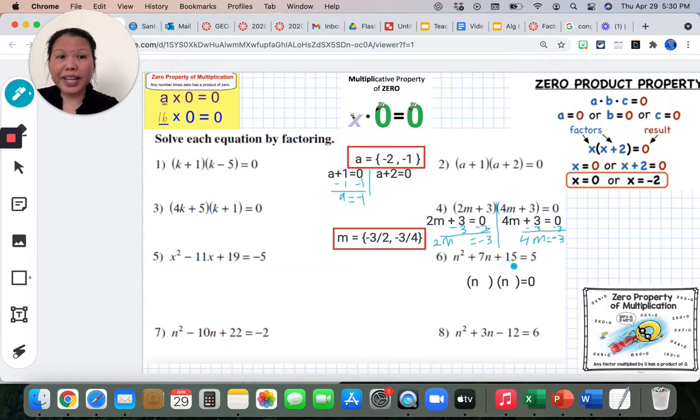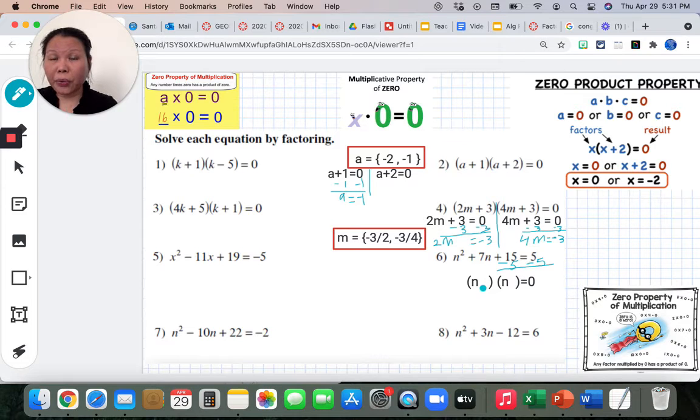How do I know that? Because this side is not equal to 0. So I need to do that first. I need to get it equal to 0. And I do that by just subtracting 5 from both sides. And I write the 5 under the 15 because I don't want to subtract 5 from n or 7n. They're not like terms. But as long as I do it to both sides and I get 0 on the right hand side now, this will be positive 10, because 15 take away 5, we will get 10. Let's go ahead and rewrite the equation now. It's going to be n squared plus 7n plus 10 equals 0.